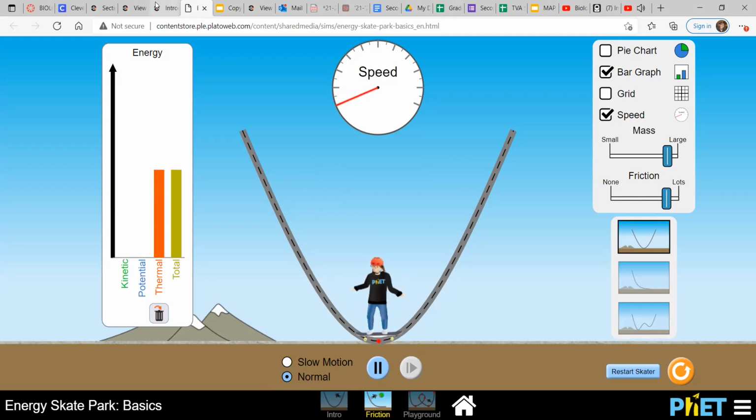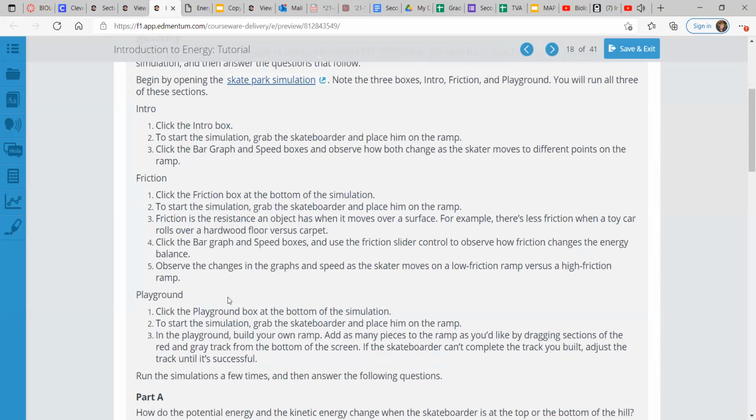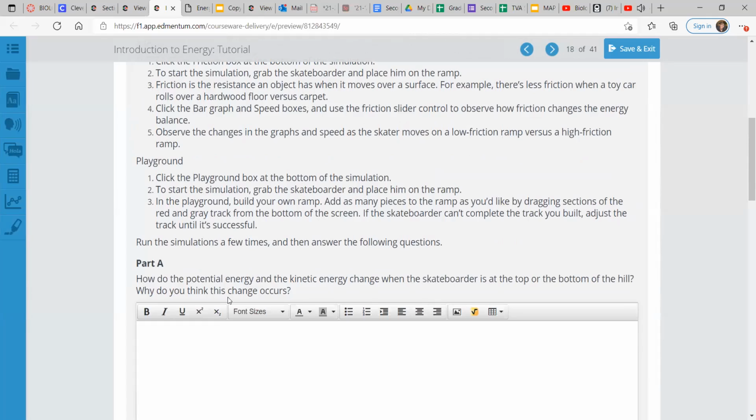So when it comes to skating, you want smooth surfaces, and it's way easier to skate on smoother surfaces than on very rough surfaces like carpet or very rough concrete. I think that makes intuitive sense to most of us. And then we can answer some of these questions.